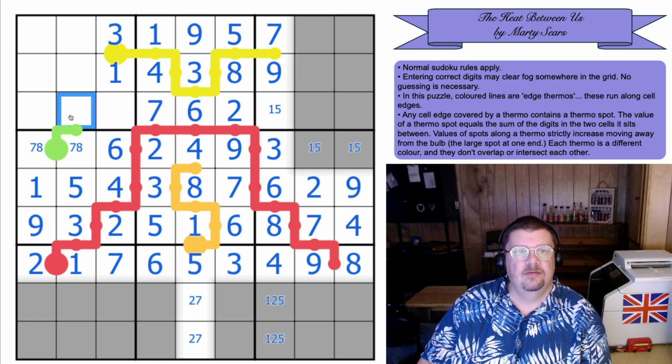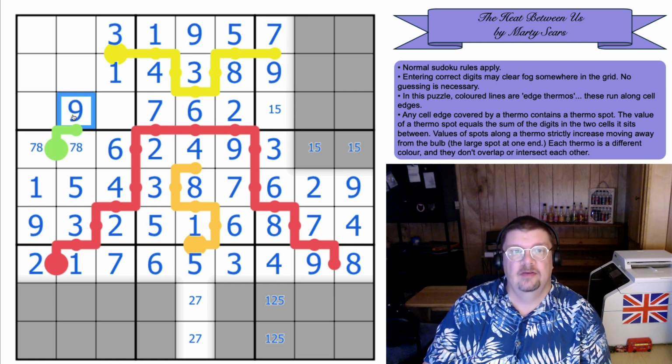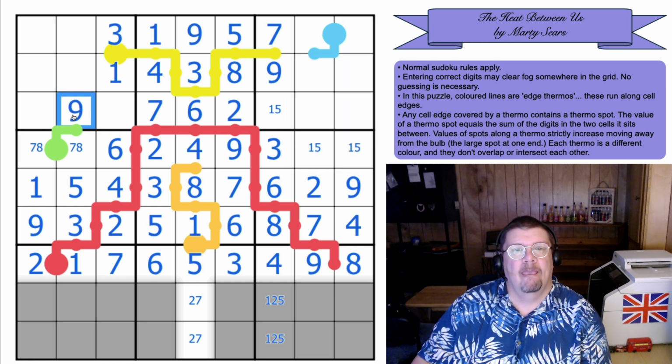Okay, this digit must be higher than that digit. So that is 8 or 9. But if that's 7, then that's 8, and that must be 9. And if that's 8, then that must be 9. So either way, that is 9. Very nice. That digit doesn't really matter, just as long as that digit is smaller than that one.